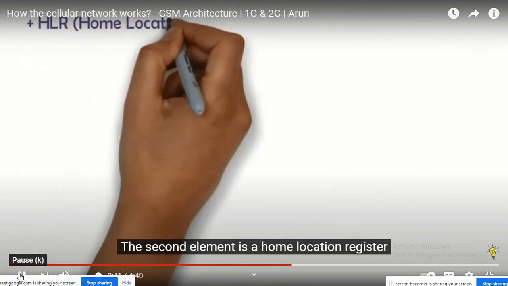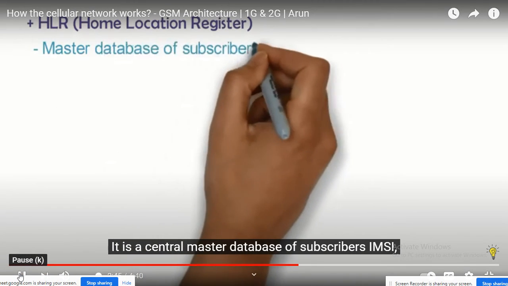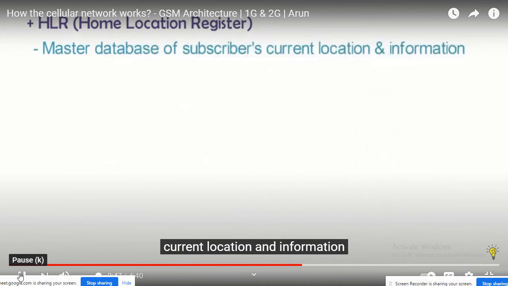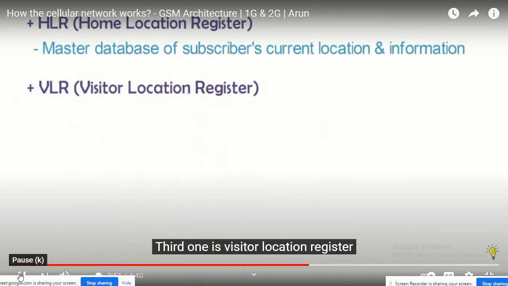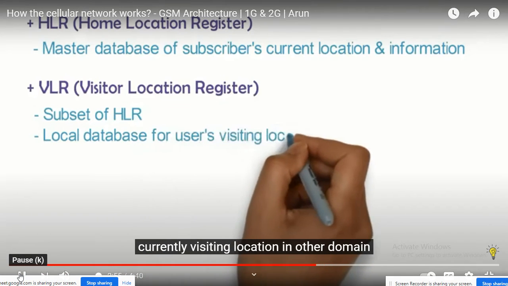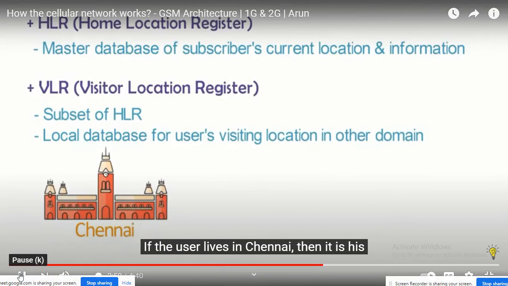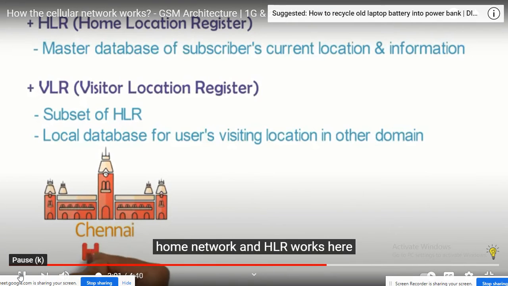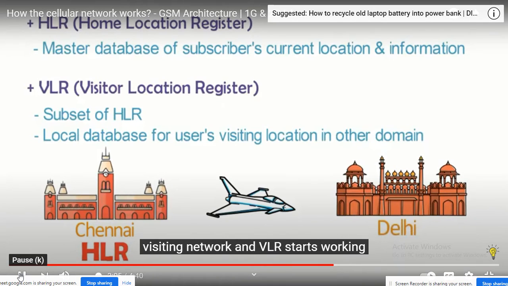The second element is the home location register. It is the central master database of subscribers, with their current location and information. The third one is the visitor location register. It is a subset of HLR and holds the local database of users currently visiting a location in their domain. When the user is in their own area, it is the home network and the HLR works here. When the user travels elsewhere, it is a visiting network and the VLR works here.